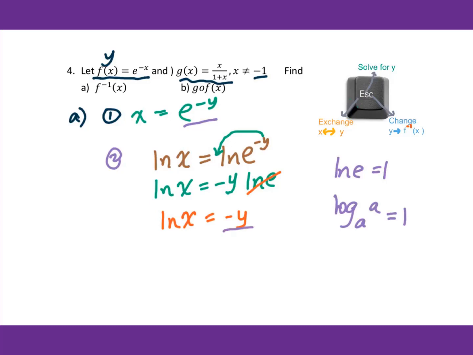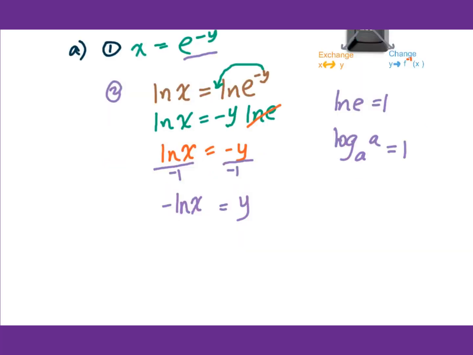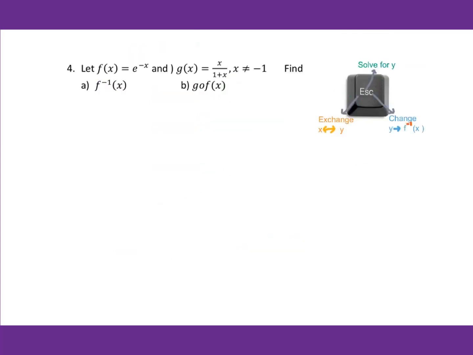Then you divide it by negative 1 both sides. We got y equals negative natural log of x. Then third step, y you have to change into inverse function symbol. Therefore, inverse of f of x equals negative natural log of x. Now let's go to B. I'm looking for composite function g of f of x.